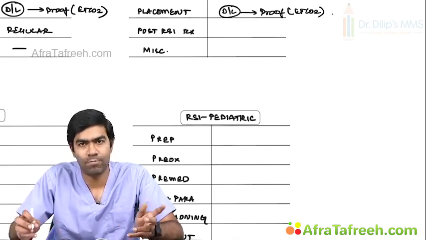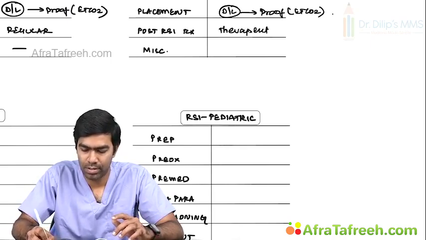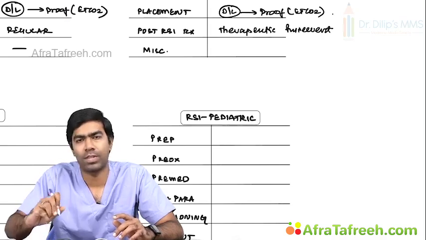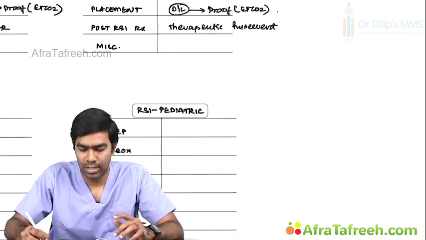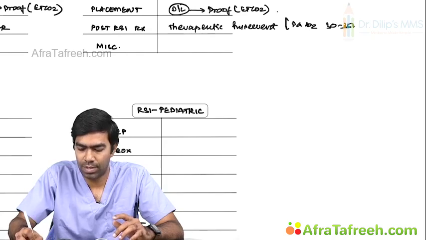Post-RSI treatment, yes, you can give therapeutic hyperventilation. Once you connect to the ventilator, you can start with therapeutic hyperventilation. In the sense, you have to maintain the PaCO2 in the range of 30 to 35 millimeters of mercury.